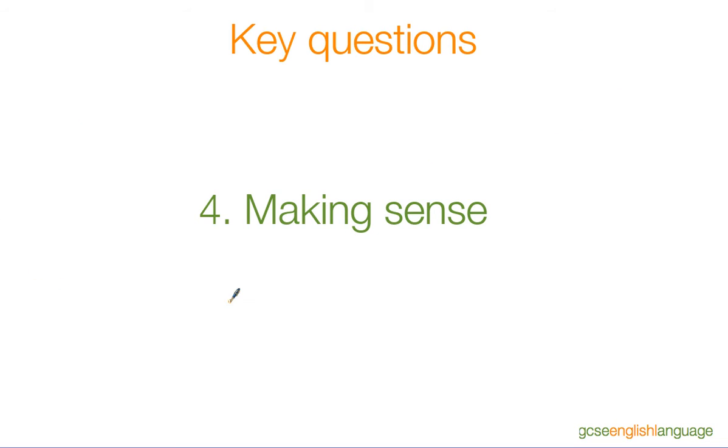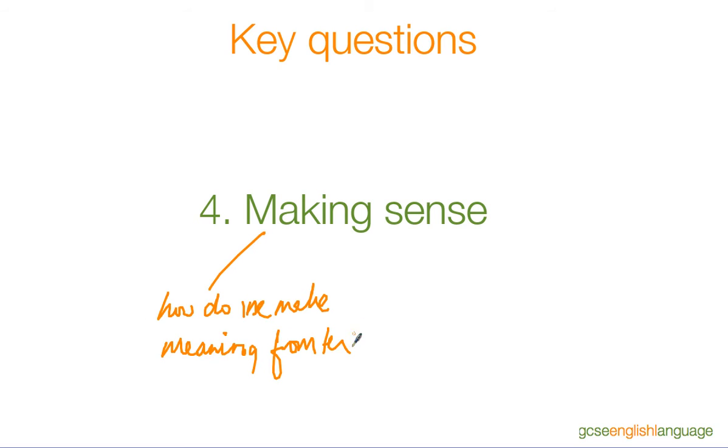Fairly obvious one, really. How do we make sense of what we read, what we see? How do we make meaning from the texts? And how do these meanings differ depending on the audiences? You can have two completely different readings of exactly the same newspaper article, or exactly the same event can be interpreted in two very, very different ways.